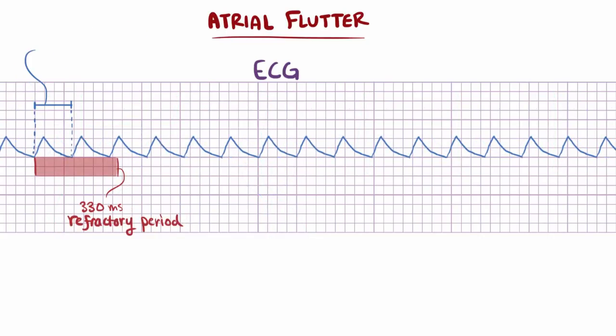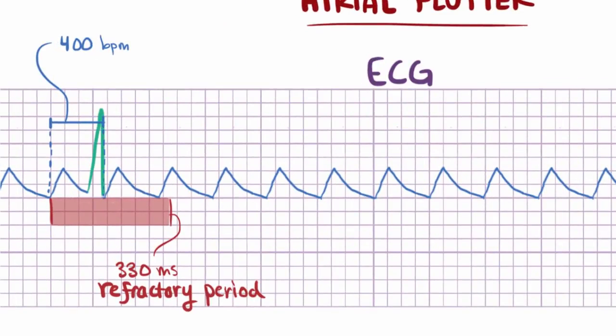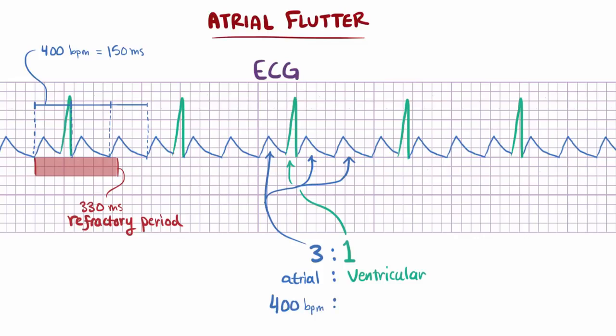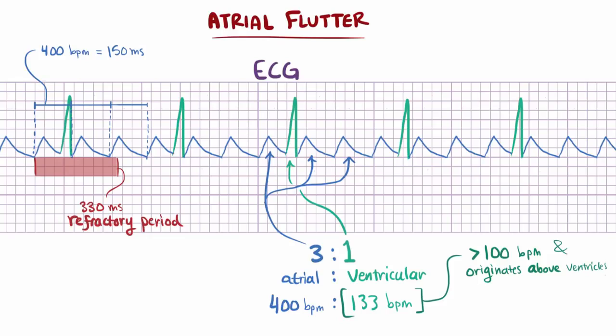Now let's say the atria were going at 400 beats per minute. The first one conducts, then it's 150 milliseconds to the next one. Then the next atrial beat after that would land at 300 milliseconds, and the AV node still wouldn't be ready, right? Meaning the ventricles wouldn't contract until the third atrial beat comes in at 450 milliseconds. In this case, it's a 3-to-1 atrial to ventricular rate, 400 atrial beats per minute to 133 ventricular beats per minute. Because the ventricles are contracting at a rate greater than 100 beats per minute, and because the source originates above the ventricles, this is considered a supraventricular tachycardia.